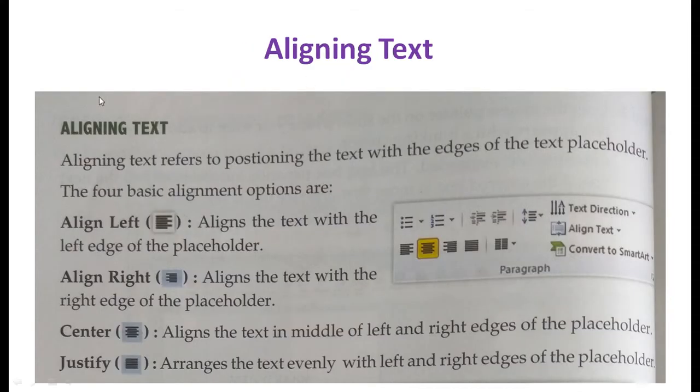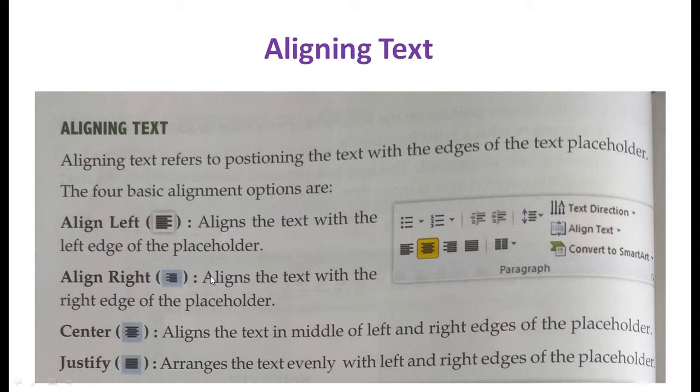Aligning text. Aligning text refers to the position of the text with the edges of the text placeholder. The four basic alignment options are: align left. What is align left? It aligns text with the left edge of the placeholder.